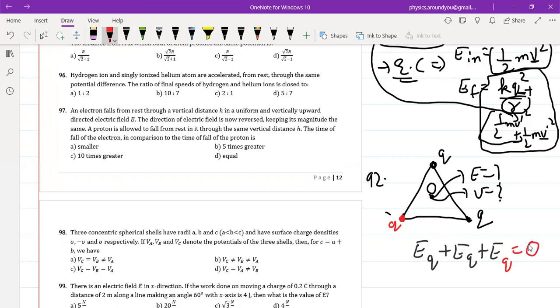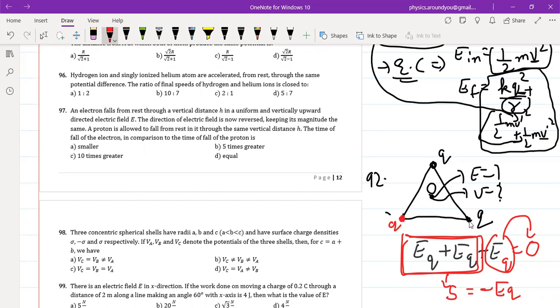But in our question, I need only the sum of the electric field due to these two Qs, not this one, right? So what do I do? I need the sum of these, so I take this term to the other side. I have electric field minus EQ. Here I need the much needed sum, the total resultant. And what is given? It is given that the distance of each corner from the center is R.